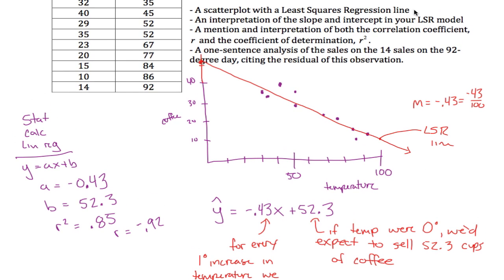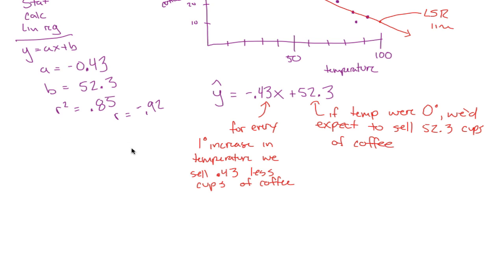Alright, so I've made a scatter plot, I've made my least squared regression line, I've interpreted the slope and the intercept, and I need to give an interpretation of my correlation coefficient R and my coefficient of determination R squared. So I got both of those over here. R tells me that I have a pretty strong, because in absolute value this is close to 1, negative correlation, because this is a negative sign.